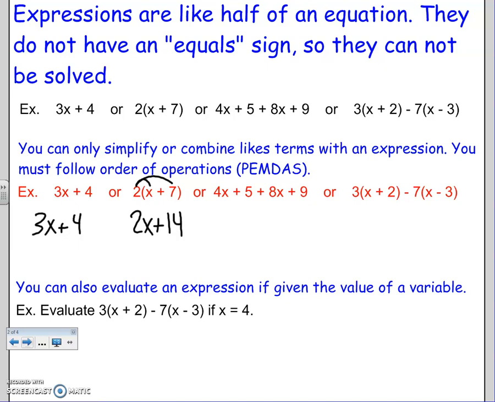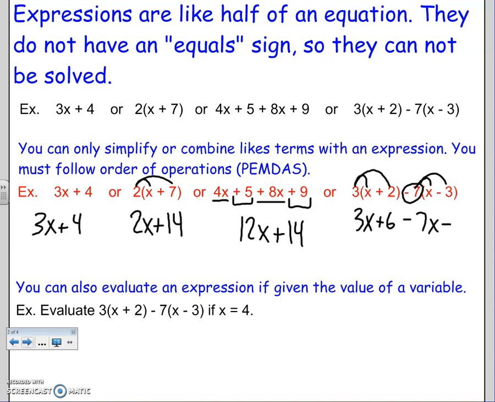This next one, I can combine like terms, add or subtract. 4x plus 8x is 12x. And then 5 plus 9 makes 14. Then over here, I can distribute. So that's 3x plus 6. Over here, I can distribute a negative 7. Be careful, it's negative. Negative 7x plus 21. And then from there, I can combine like terms. So 3x minus 7x is negative 4x. 6 plus 21 is 27. So that's the final answer there.